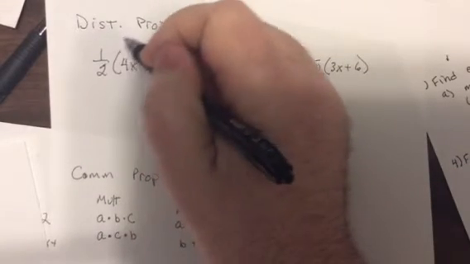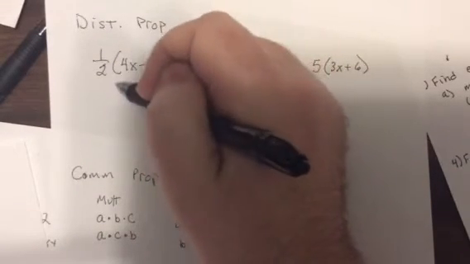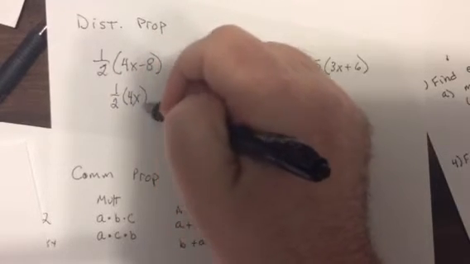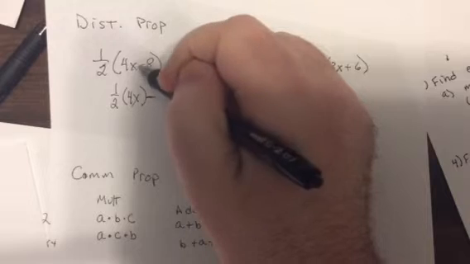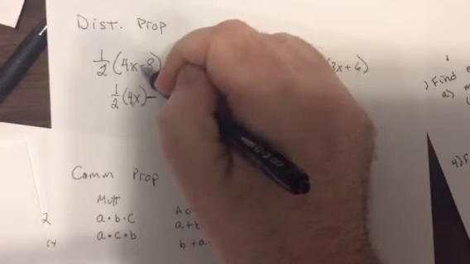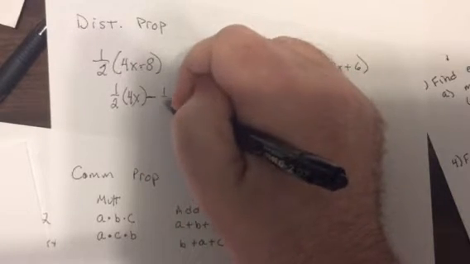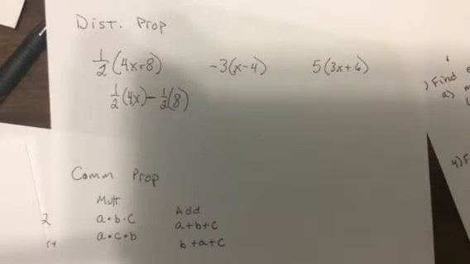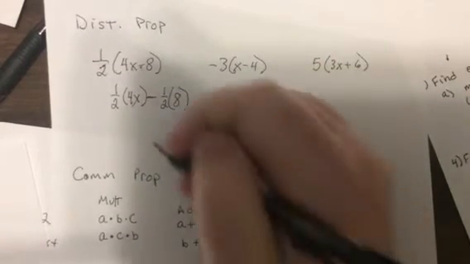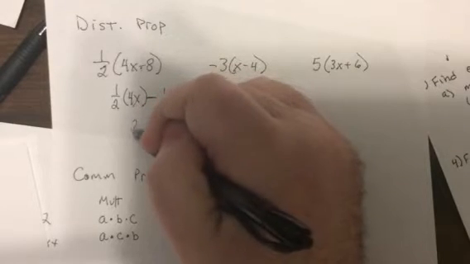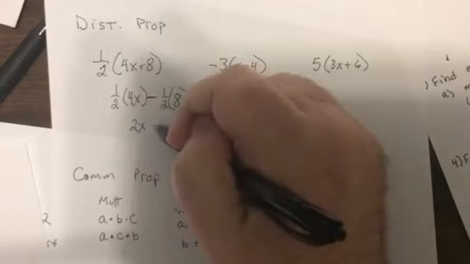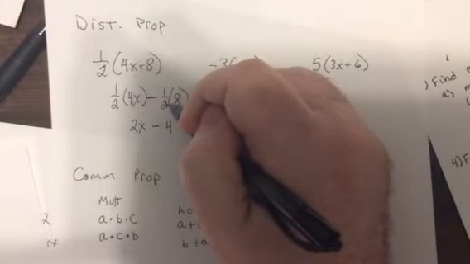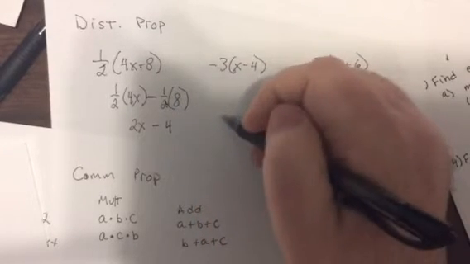So here we go. Distribute the half. So it'd be 1/2 times 4x minus, just bring this subtraction down, 1/2 times 8. Now again, do these first. Don't just watch me. So 1/2 times 4x is 2x minus 1/2 of 8 is 4. Remember, when you're multiplying by a fraction smaller than 1, it goes down.